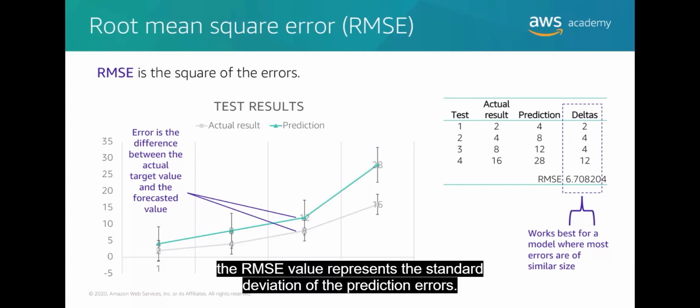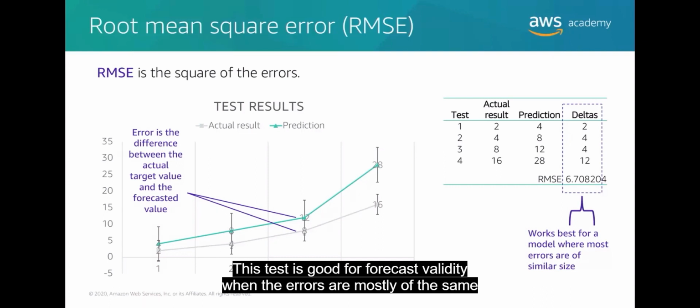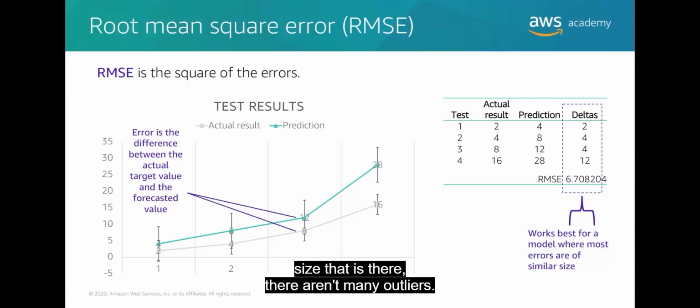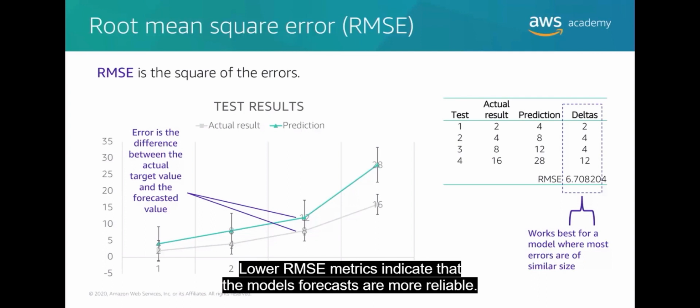The RMSE value represents the standard deviation of the prediction errors. This test is good for forecast validity when the errors are mostly of the same size. That is, there aren't many outliers. Lower RMSE metrics indicate that the model's forecasts are more reliable.